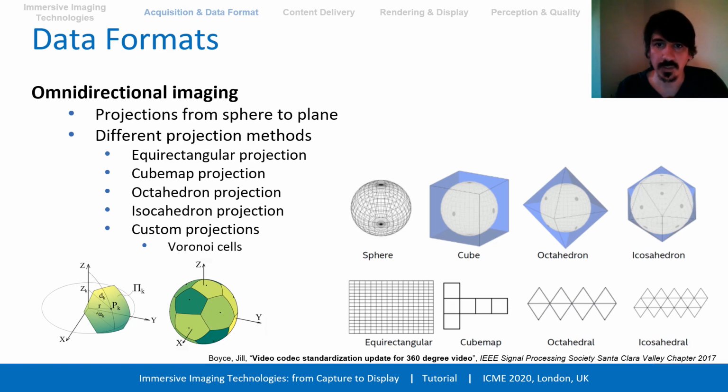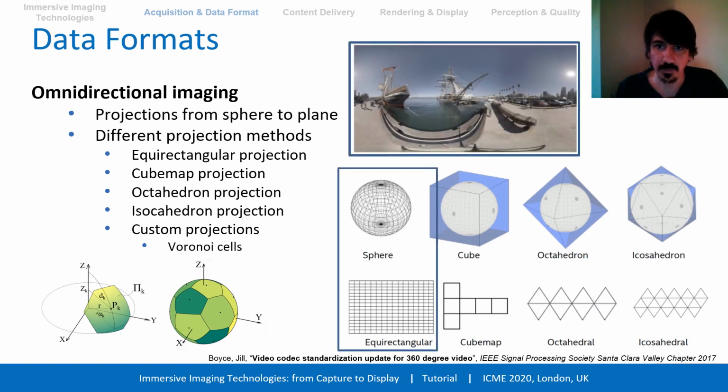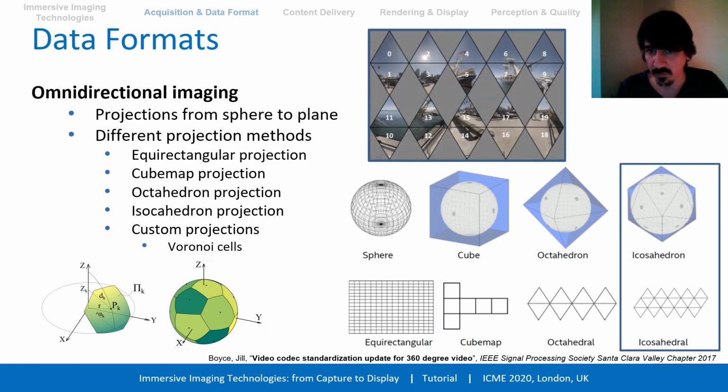One of the most common ways is to use the equirectangular projection, shown here, or the cube map projection, but there are other projections available, such as the octahedron projection or the icosahedron projection, which we show here now. And obviously the resulting planar image is very different from one projection to the other, and that can have an impact on the following encoding performance.